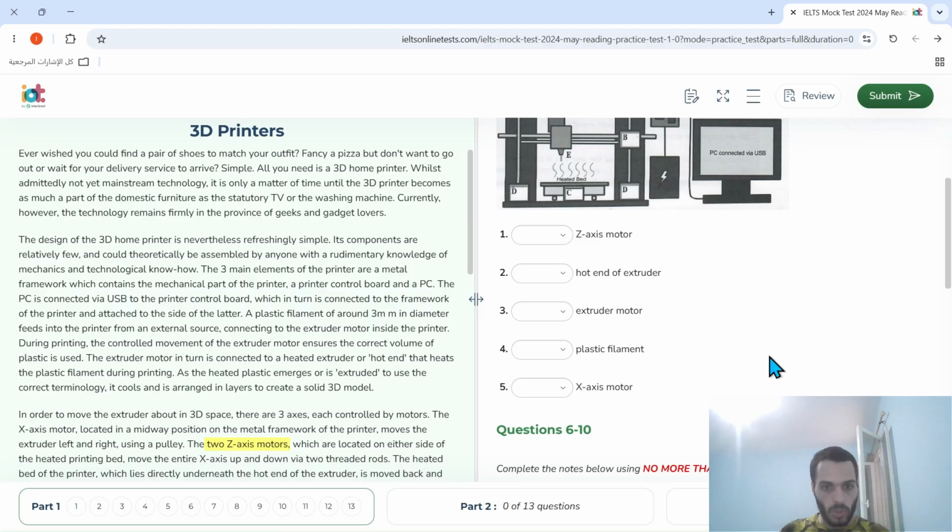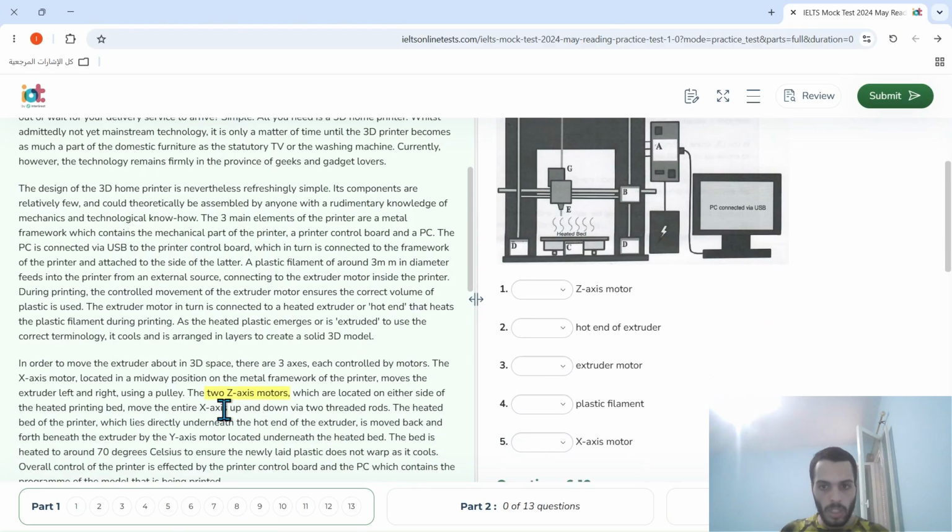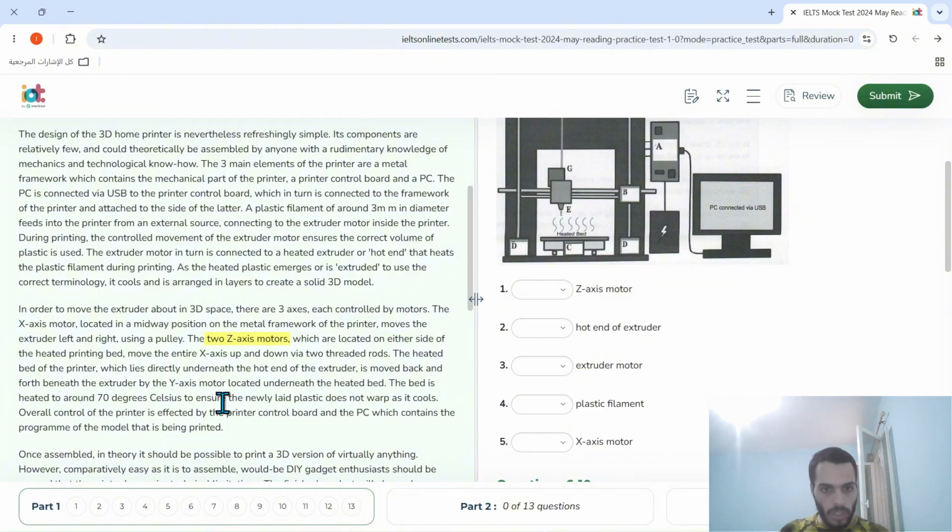Z-axis motor, and hot end of extruder, hot end of extruder. Extruder motor. Plastic filament.